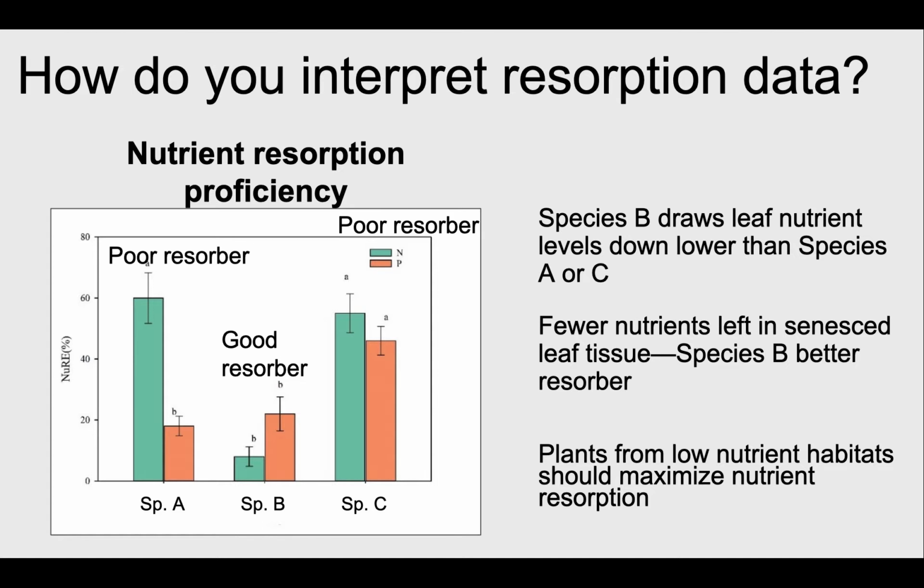But this can be okay, because if they're in an environment where they have plenty of access to these nutrients in the soil, they're not going to spend that energy to take nutrients back in and conserve them if they're easily accessible to them. But plants that might be from these low nutrient habitats don't have access to a continuous supply of new nutrients. They're going to want to hold on to their nutrients the best that they can. So plants from these low nutrient habitats are typically really good reabsorbers.